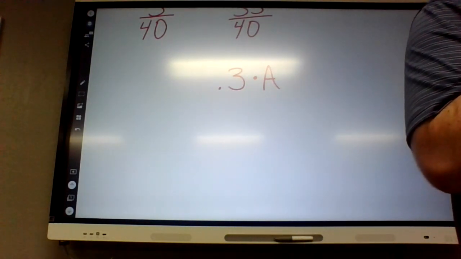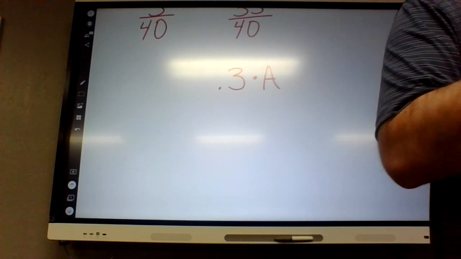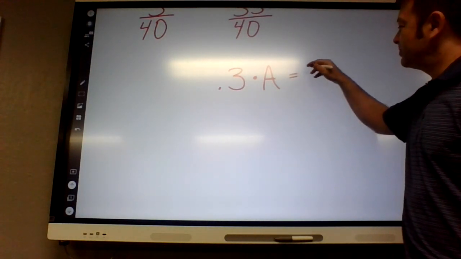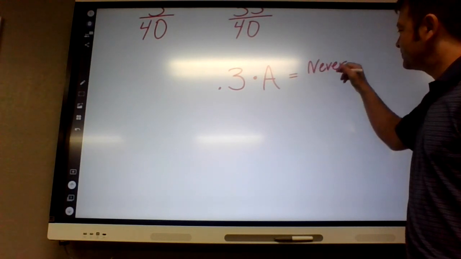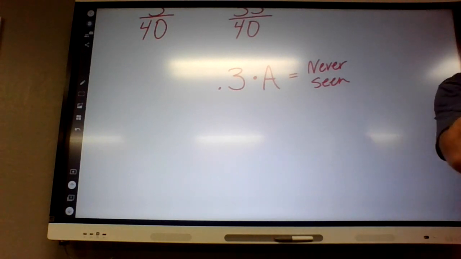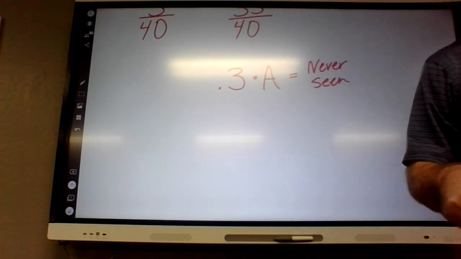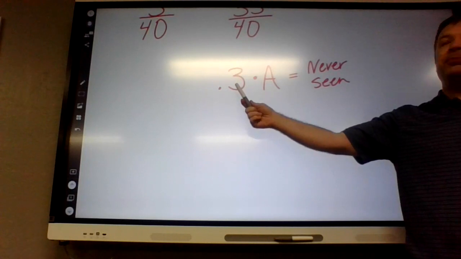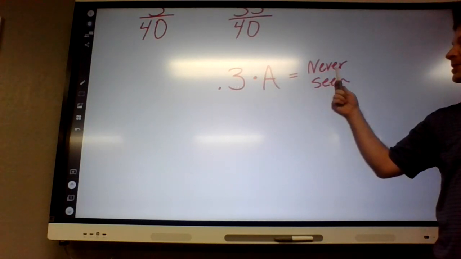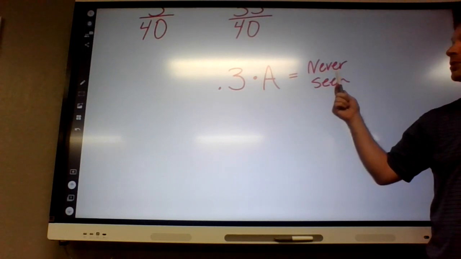Had never seen a lacrosse match. So I'll put equals never seen. Okay, I'll fix this later. We'll turn it into an algebra. Okay, so 30% of those who attended the lacrosse match have never seen one before.